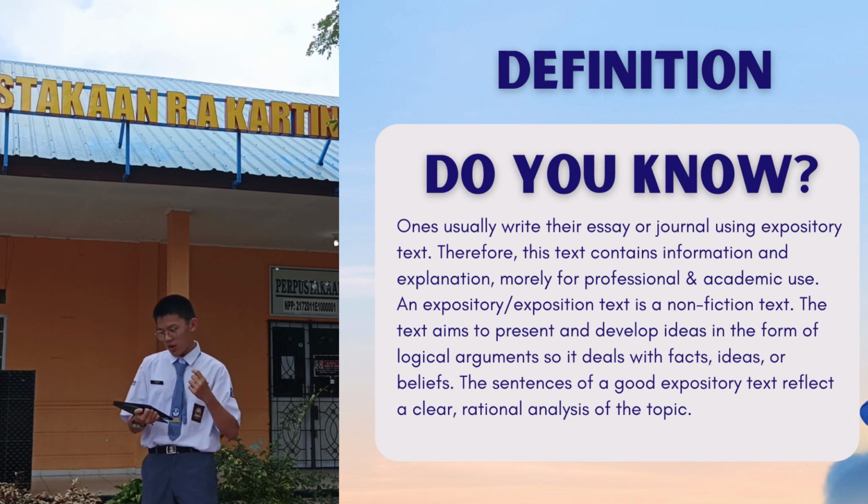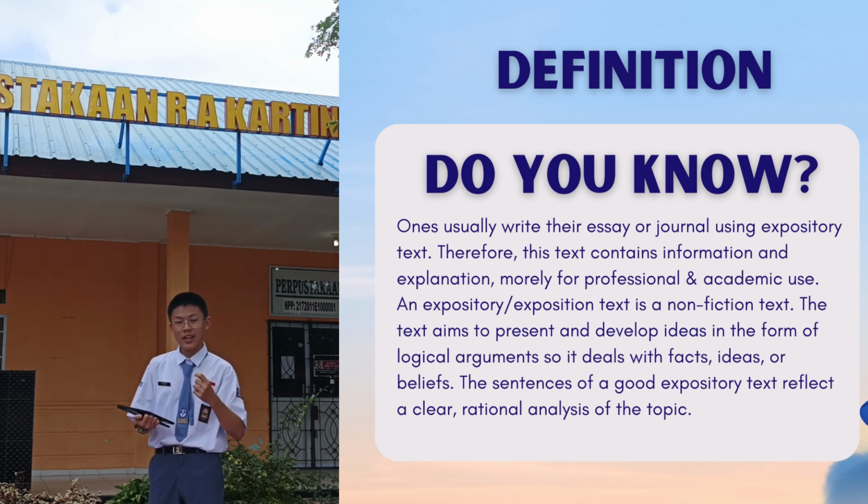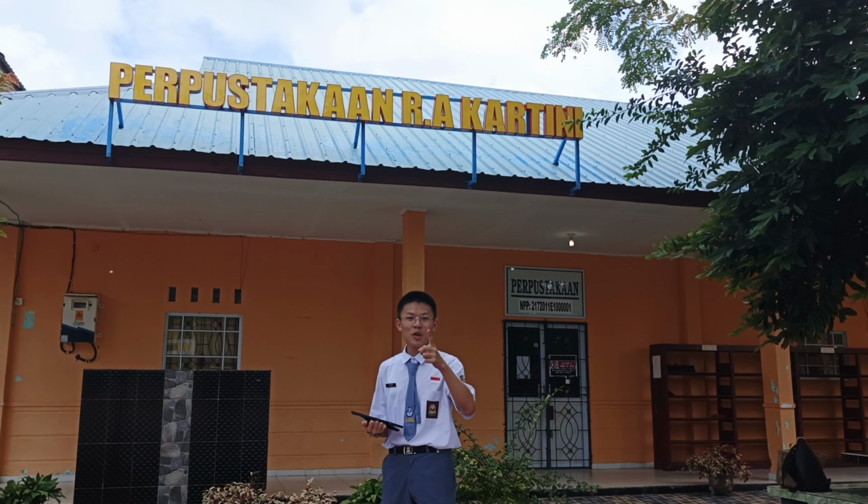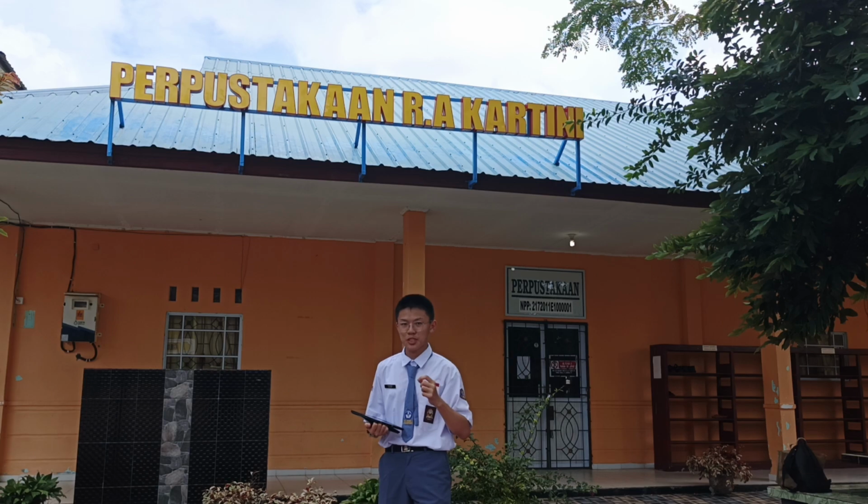An expository or exposition text is a non-fictional text. The text aims to present and develop ideas in the form of logical arguments, so it deals with ideas, facts, and beliefs. The sentences of a good expository text reflect a clear, rational analysis of the topic. So, you have known a good definition of expository text.